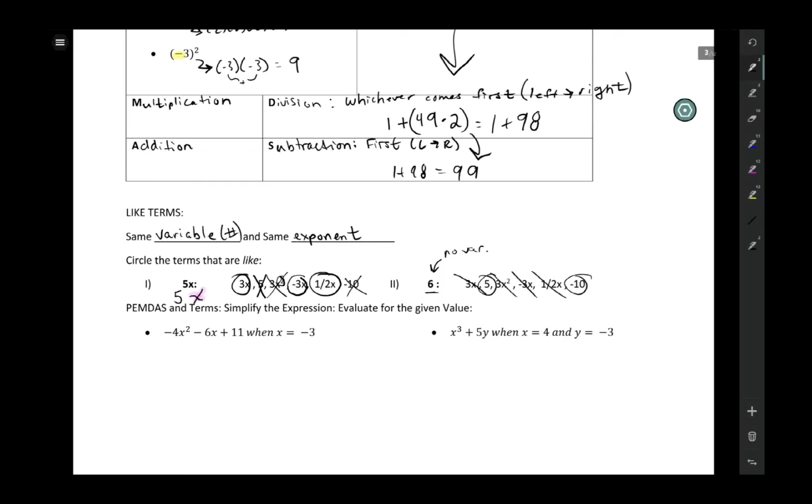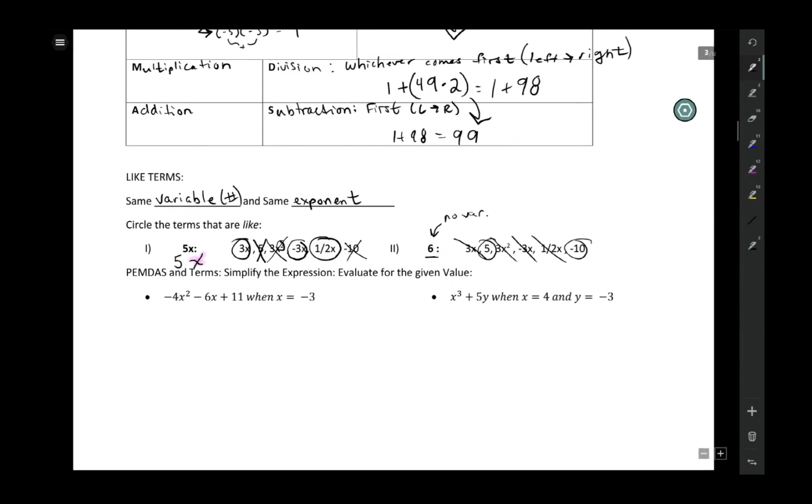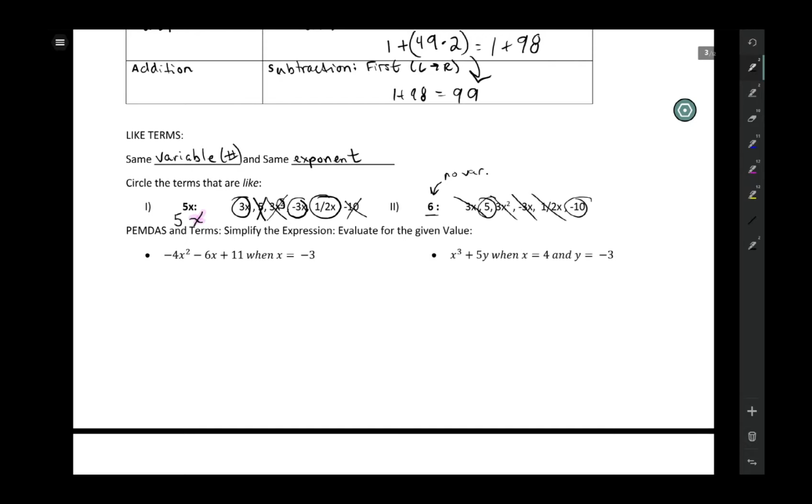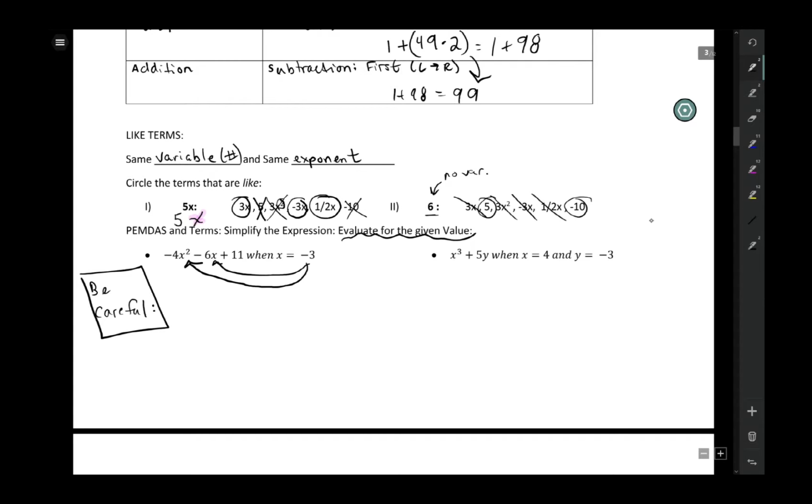Okay. PEMDAS and terms. Simplify the expression, evaluate for the given value. These here, evaluate for the given value, you're just substituting negative 3 anywhere you see x. Be careful. I can't emphasize this enough. You're substituting negative 3. I'm just putting it right in where x is.